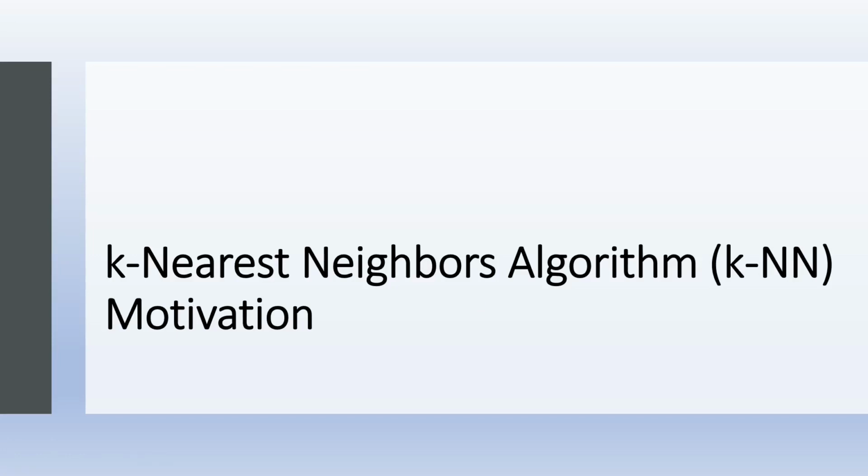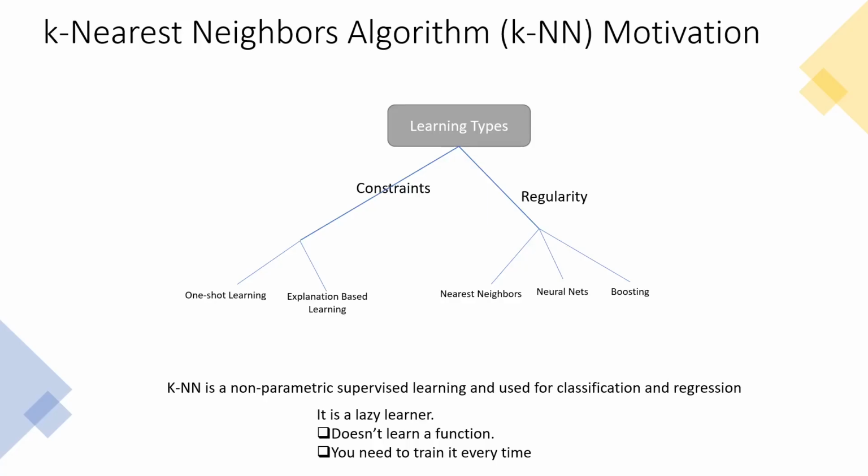Alright, K nearest neighbor algorithm, or KNN algorithm, motivation. We have different strategies for learning. Sometimes we have some constraints. Sometimes we look at the regularity within the data. For example, we have a concept called one-shot learning, or a concept like explanation-based learning, or we check the regularity within the data. And nearest neighbors is an algorithm in this category. We check the regularity within the data. That's pretty similar to neural nets and boosting.